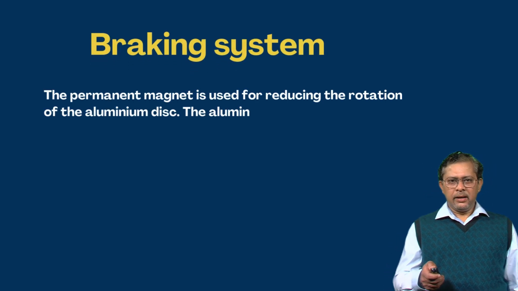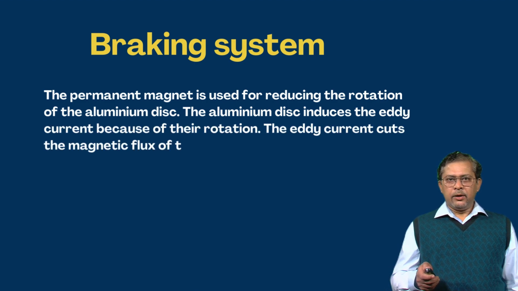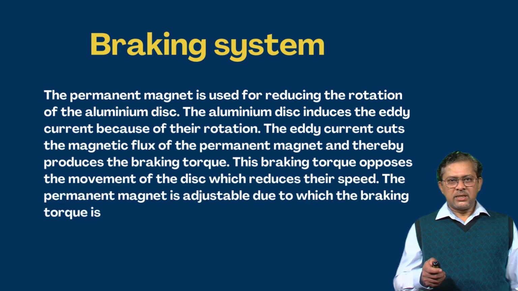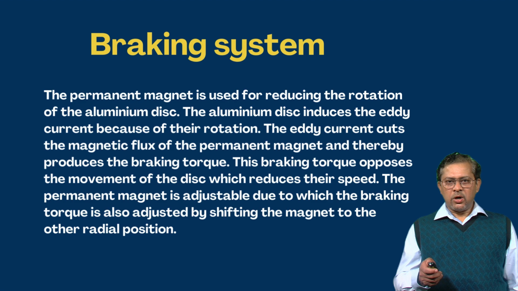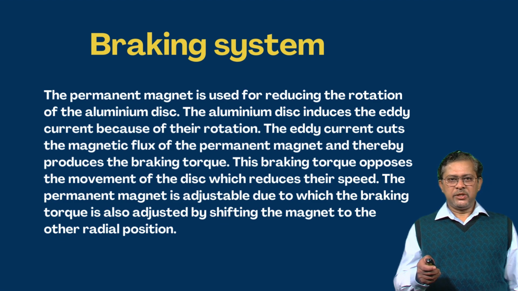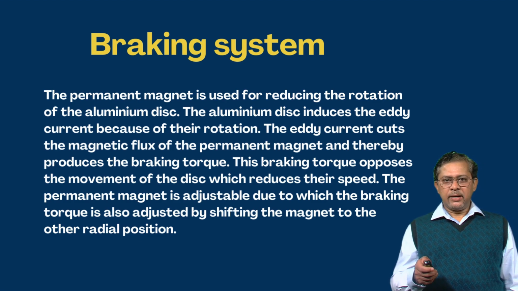Third is the braking system. The permanent magnet is used for reducing the rotation of the aluminum disc. The aluminum disc induces the eddy current because of its rotation. The eddy current cuts the magnetic flux of the permanent magnet and thereby produces the braking torque. This braking torque opposes the movement of the disc, which reduces its speed. The permanent magnet is adjustable, due to which the braking torque is also adjusted by shifting the magnet to another radial position.